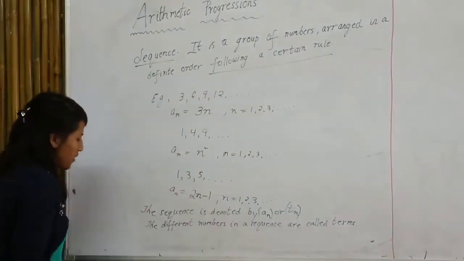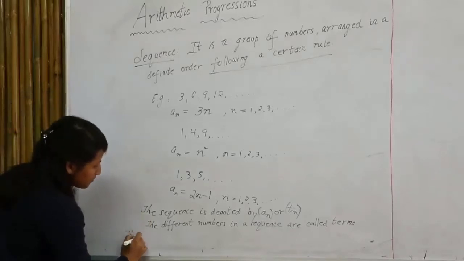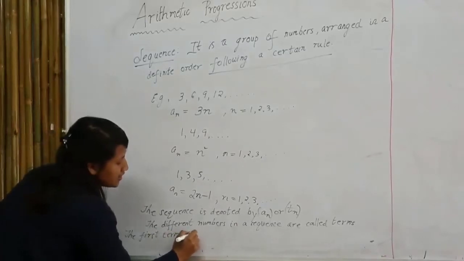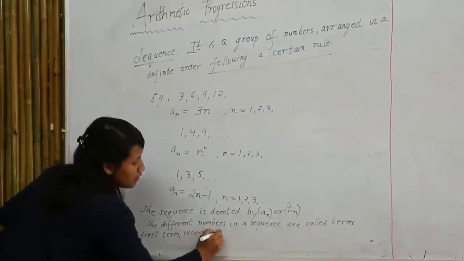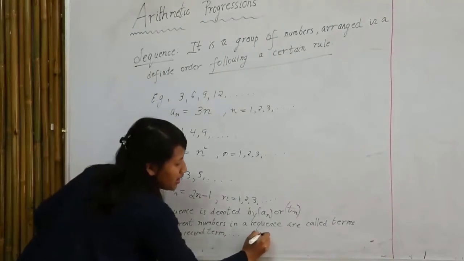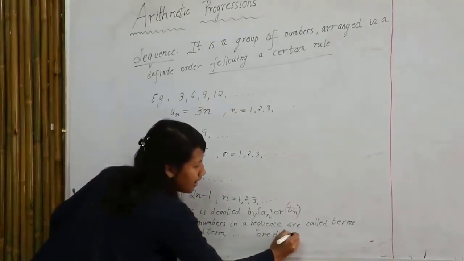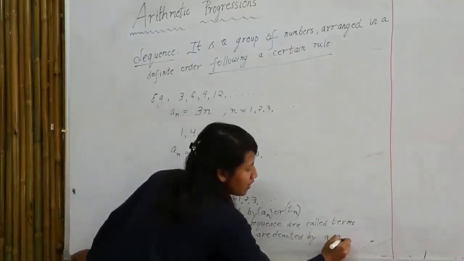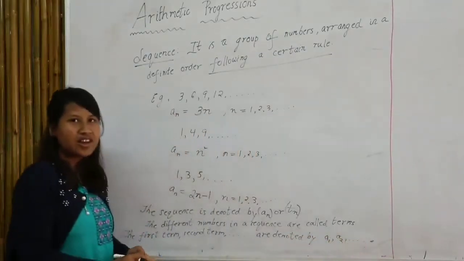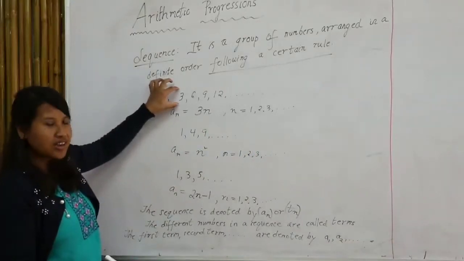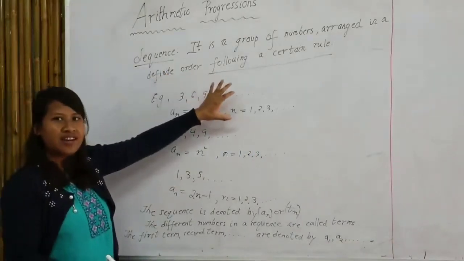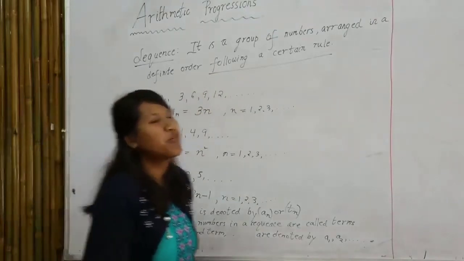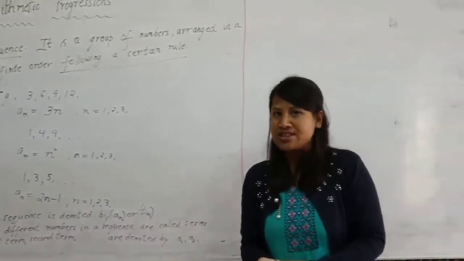The first term, second term, and so on are denoted by A1, A2, and so on. This one is A1, A2, A3, like that. So this is all about sequence. Let's solve some problems regarding sequences.